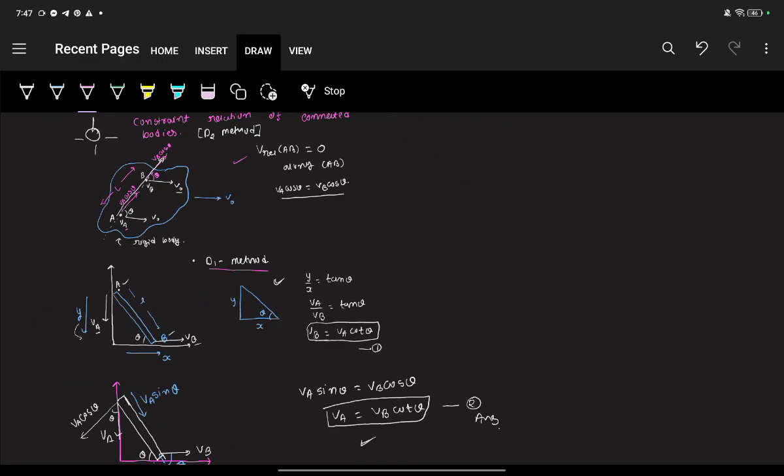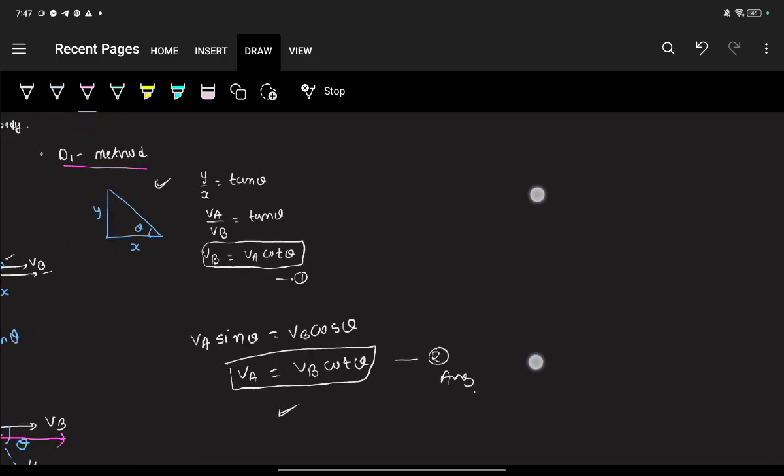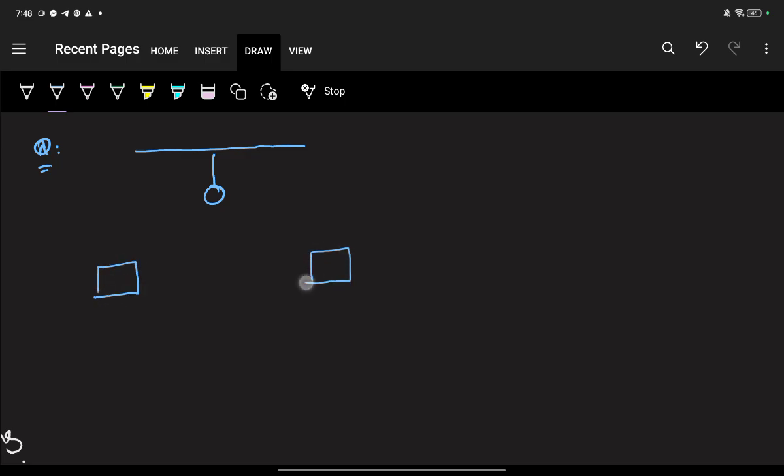Okay. So let's take another example. This example looks very scary, but actually it's not. See, there is this pulley and it is connected with two bodies this way. This is a pulley, okay. And let's say the angle between horizontal and this string in both these cases is alpha and beta. And let's say both these blocks are moving with different velocities, okay. Let's say this is going with VB velocity.